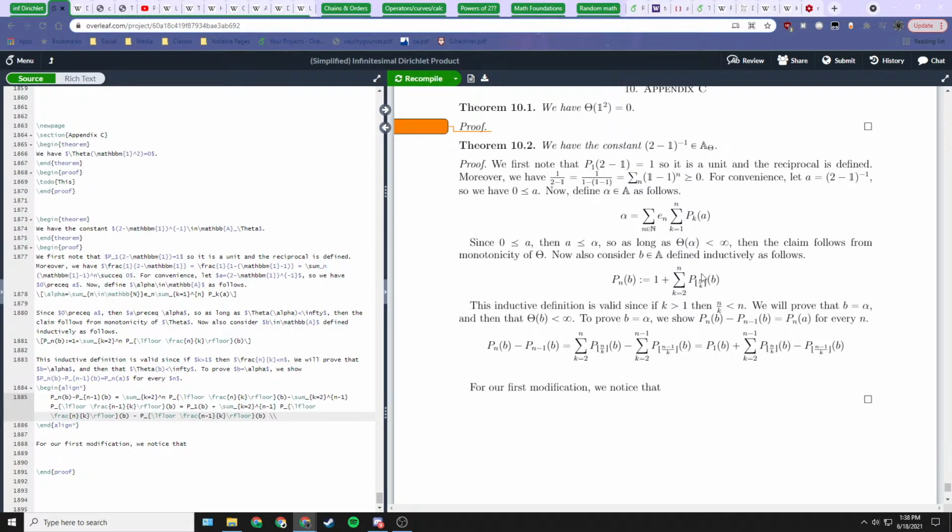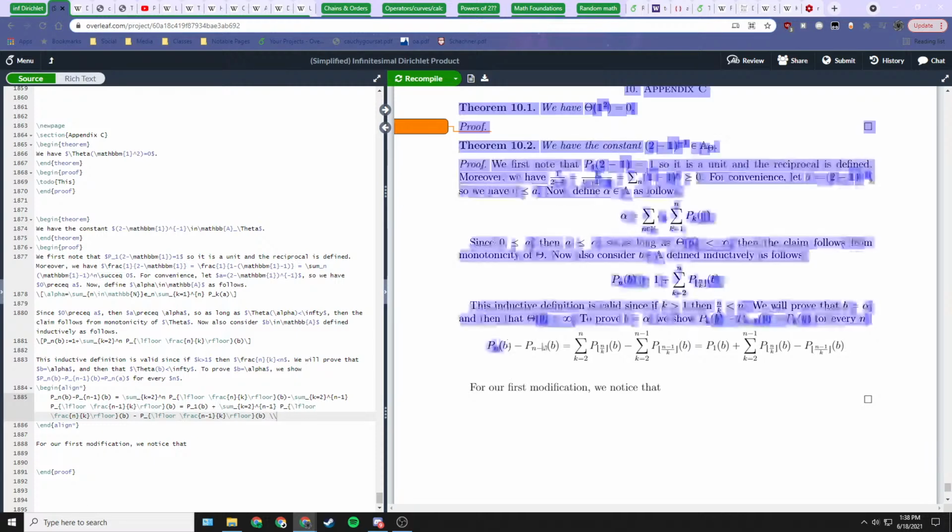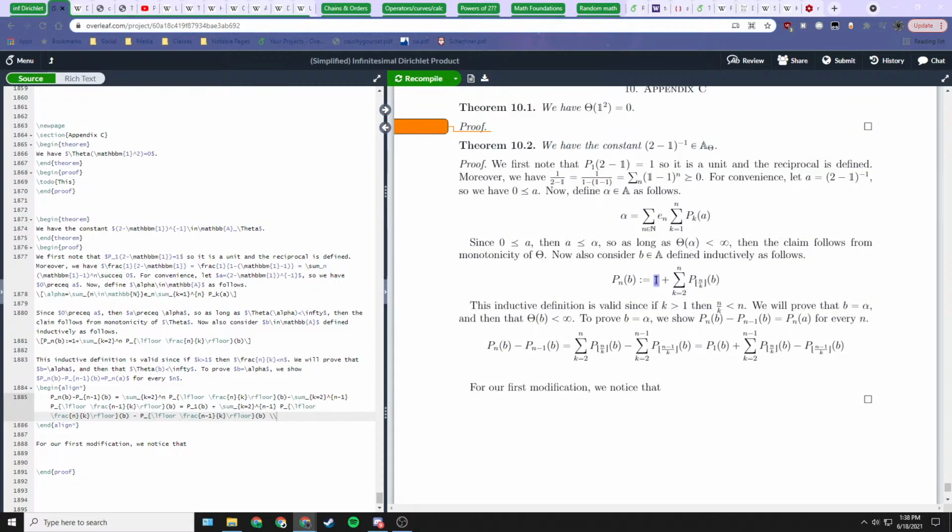Right, so we take the inductive definition. Since we're subtracting these, this 1 cancels out. And as we do the subtraction, we have different indexing for this sum. So we just pull out this n term here, and then we combine the summations like this.